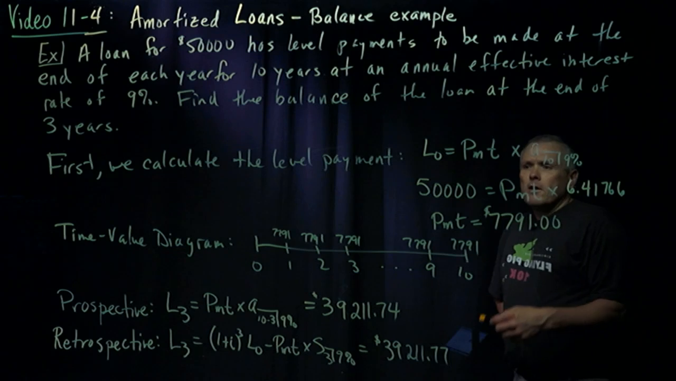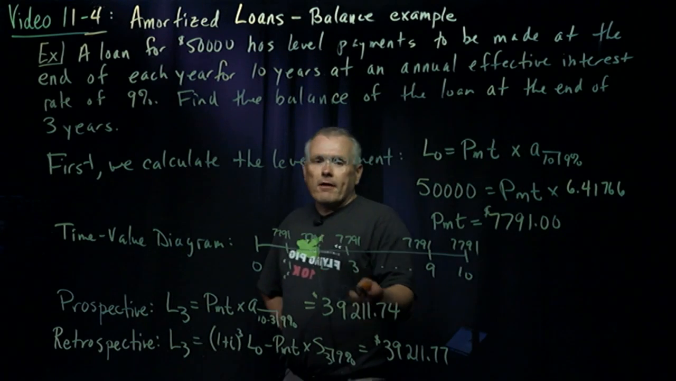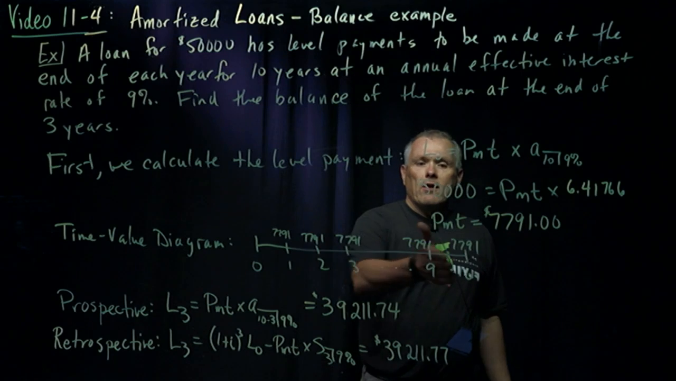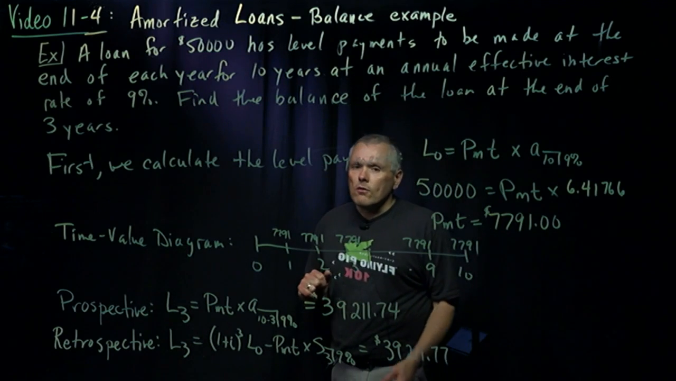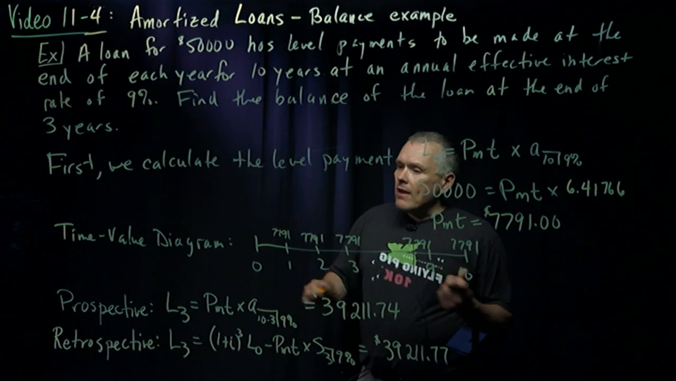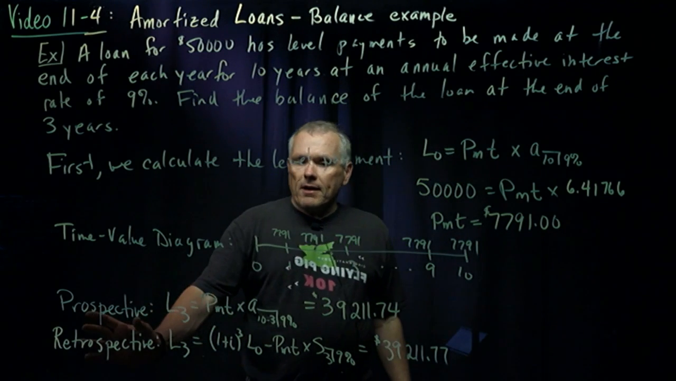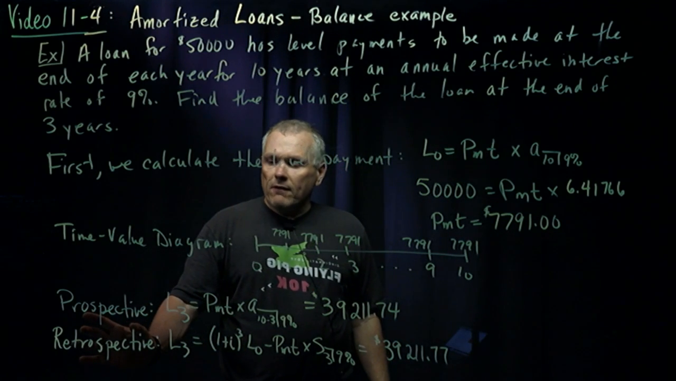All right, so looking at our time value diagram, we've got those $77.91 payments made at the end of each year for 10 years. We can look at the balance now at time 3 in 2 different ways. One of them is the prospective method. Remember, prospective method is moving forward.